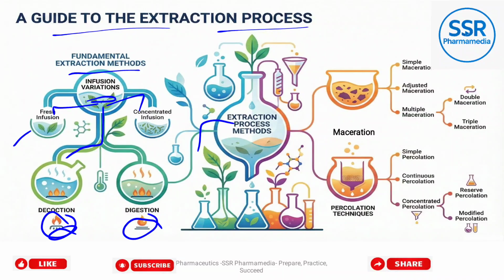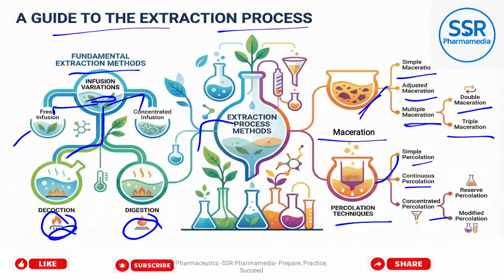Next is maceration. The types of maceration are simple maceration, adjusted maceration, and multiple maceration. Multiple maceration has two types: double maceration and triple maceration. Next are the percolation techniques. Percolation also has three types: simple percolation, continuous percolation, and concentrated percolation. Concentrated percolation again has two types: reserve percolation and modified percolation. These are all the types of extraction processes.